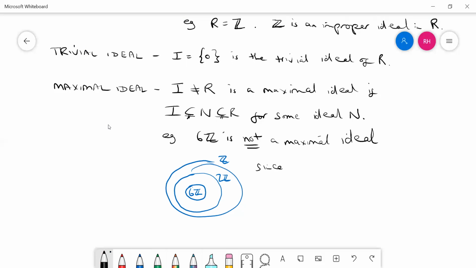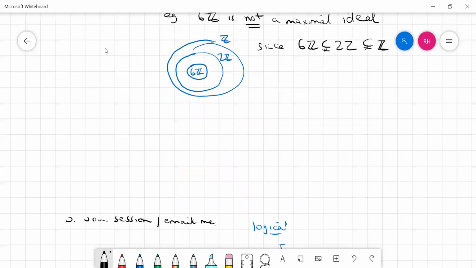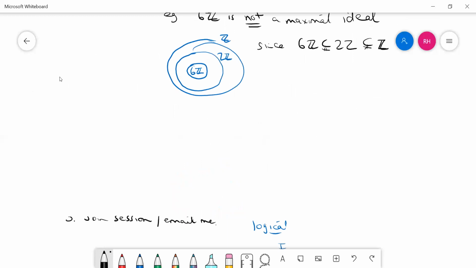Since 6Z is a subset but does not equal 2Z, which is a subset and not equal to Z, 6Z is not a maximal ideal. Let me just write out, this is from previously. Okay, but 7Z is a maximal ideal.